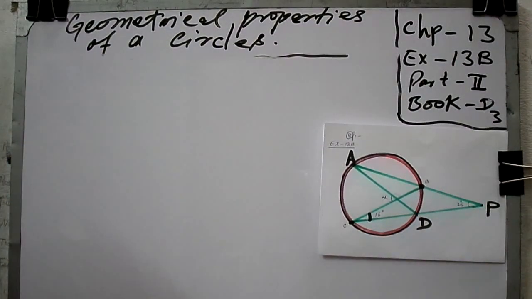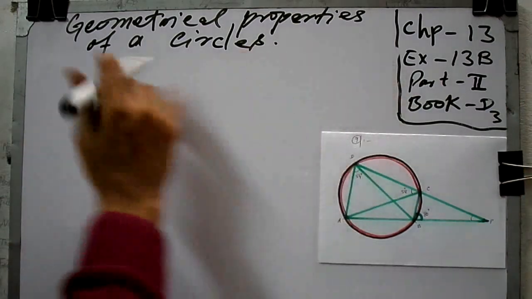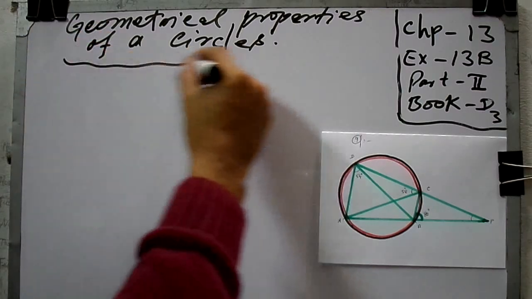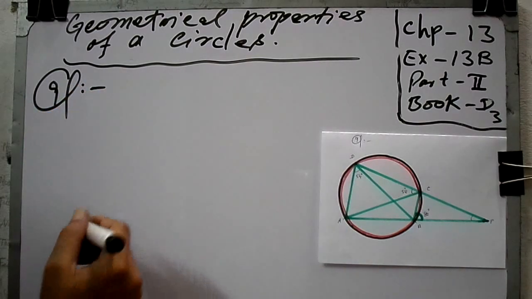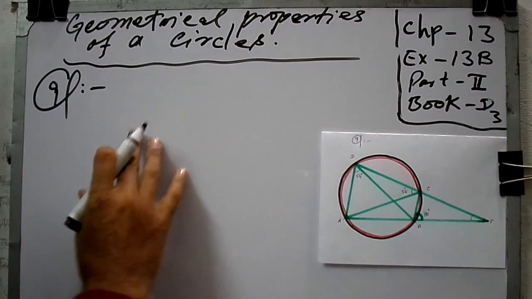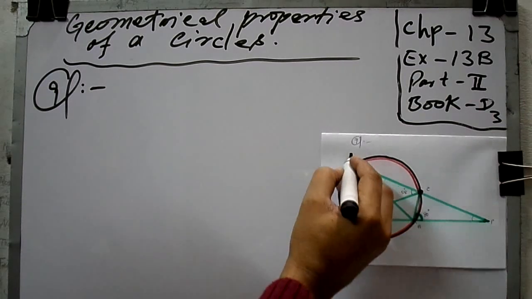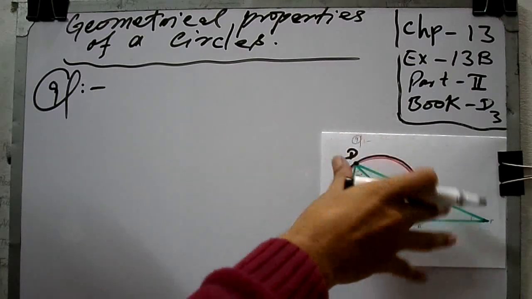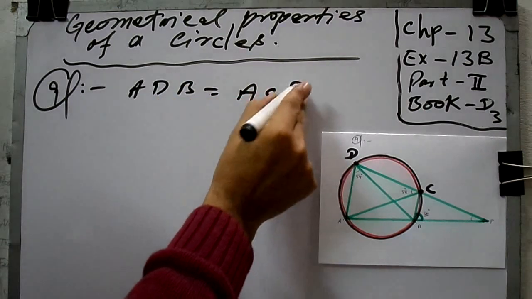Coming to question number 9. Once again, find APD. If we read this statement, first of all, the same methodology we are using: their D and C, that is your C, that is your D. So angles of the same segment. You can see that ADB is equal to ACB.